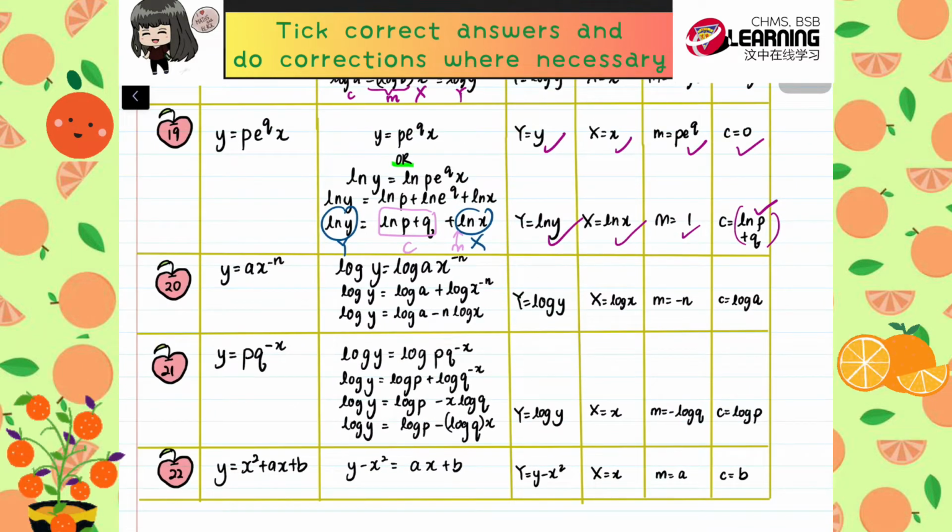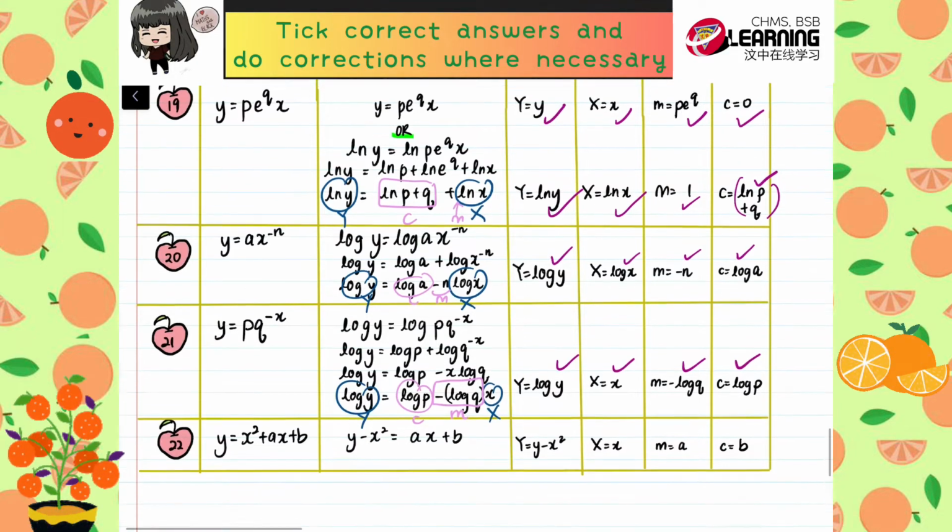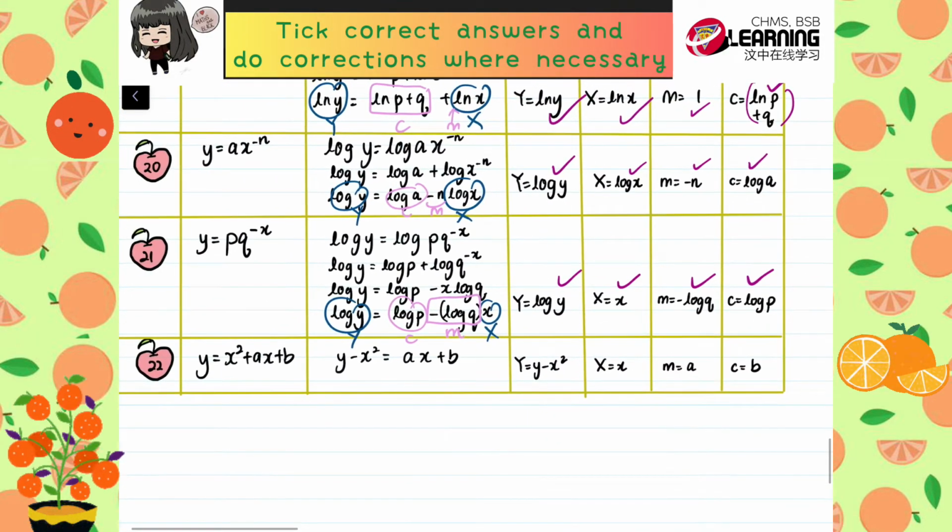And then your question 20, I think this one also has no problem. You take your answer. Negative N belongs to the M. And question 21 as well. Again, this one: Y, M, and C. Then this one will be your big Y, your big X, and your M must include the negative. Your negative does not belong to the X. Remember that. Don't forget the negative.